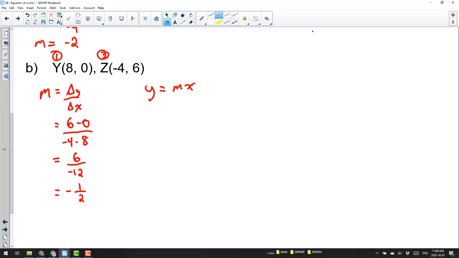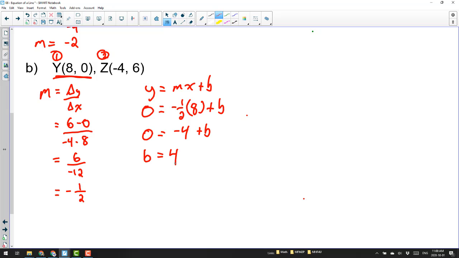y equals mx plus b. So I have my slope of negative 1/2. Now I plug in any point I want. I'll choose this point. I like a 0, it makes my life easy. So the y value is 0, my x value is 8, plus b. I could have chosen point Z. It doesn't matter. We get the same number. So 0 equals negative 1/2 times 8. That's negative 4 plus b. So that means b is equal to 4. So therefore, y equals negative 1/2 x plus 4.